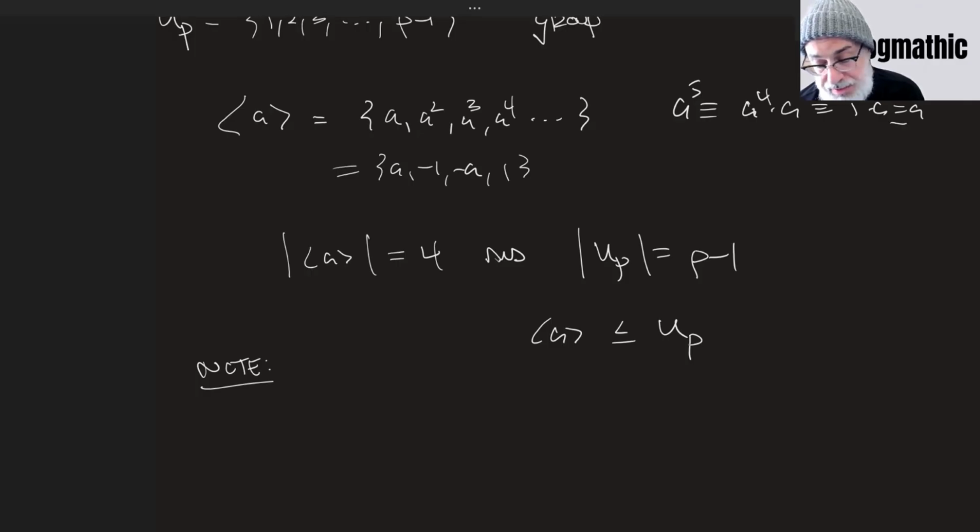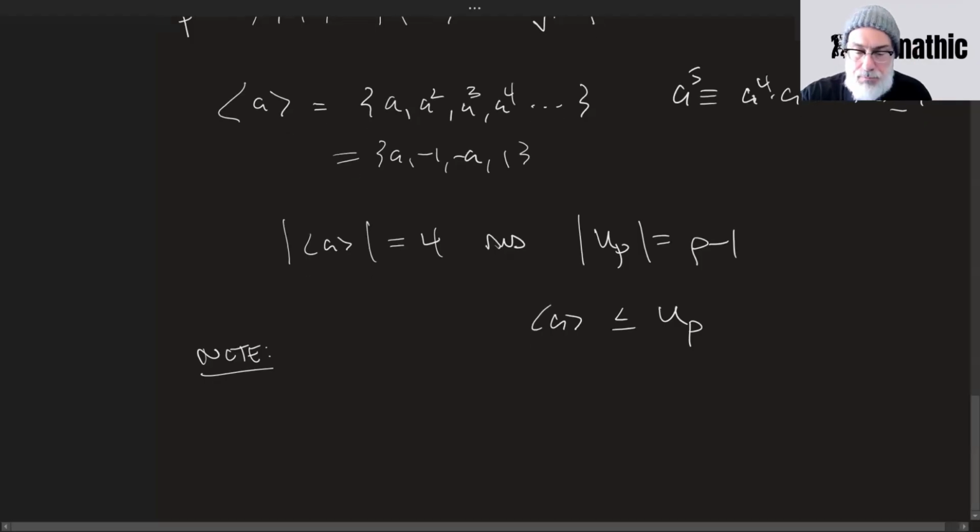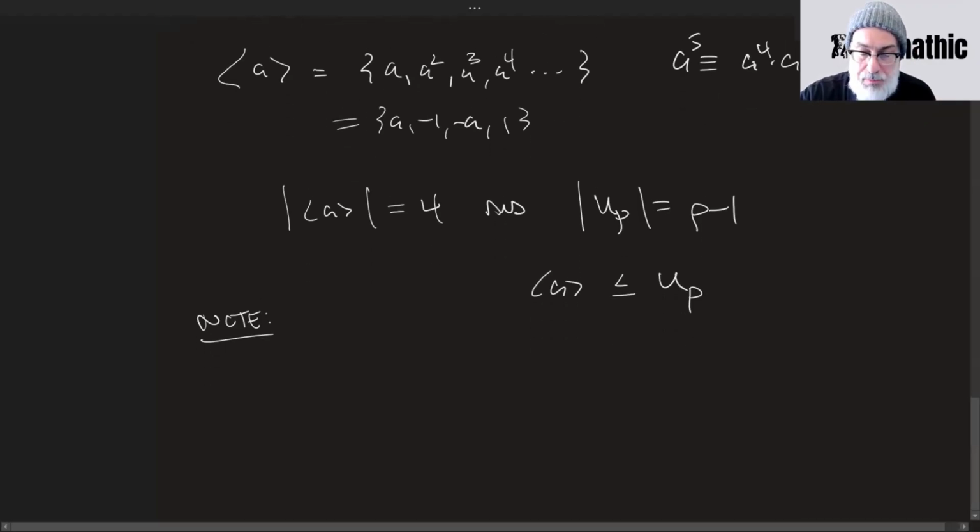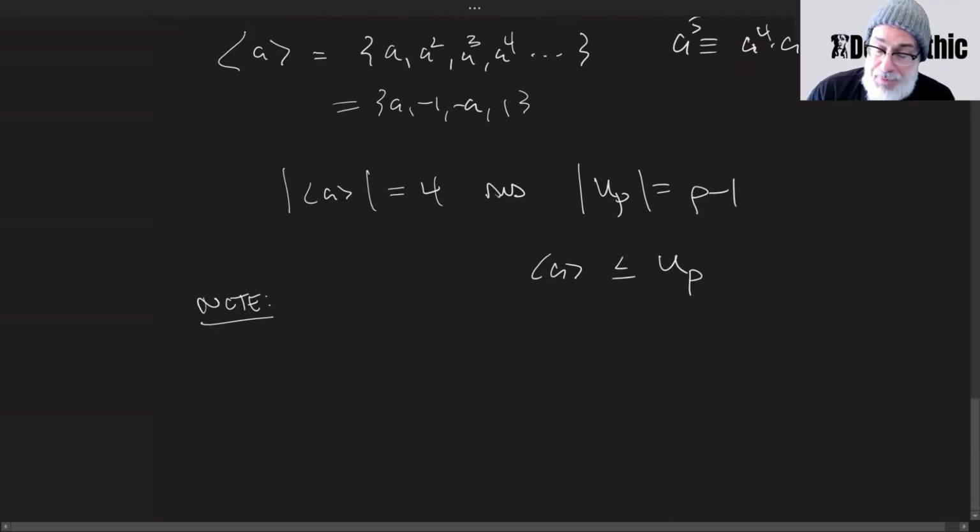I know that the cyclic subset generated is a subgroup. So I know these two things are probably true. I suppose I could prove that. But now I know I have this lovely theorem, which I always forget who did it.